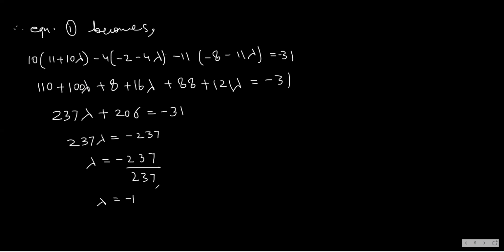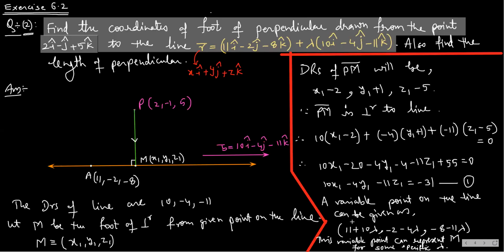That's what I said, because you remember I said that it is a very weird kind of lambda we are getting. So actually, see, lambda is negative 1. So it was our mistake, rather my mistake. So for this lambda, students remember, for lambda equal to minus 1, when you substitute this lambda value in this variable point, you will get the coordinates of m.